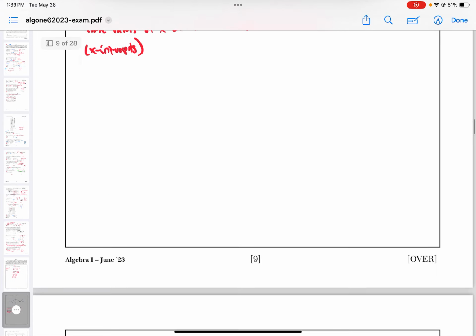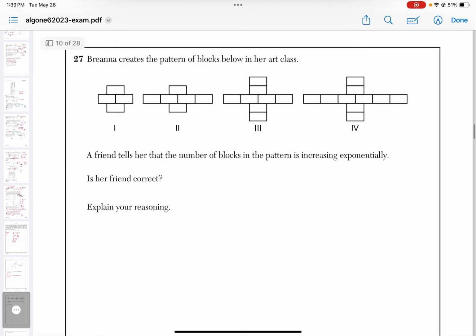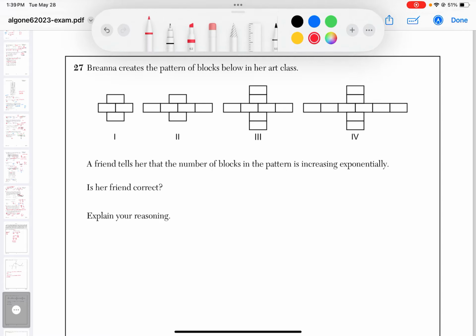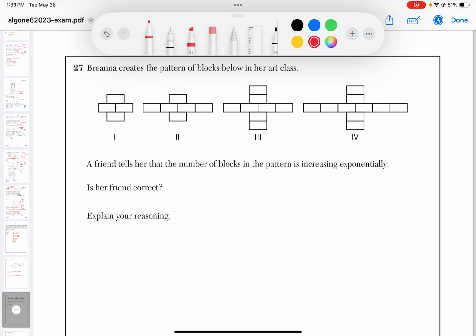Okay, moving on. 27, Brianna creates the pattern of blocks below in our class. So we got first drawing has 4 blocks. Second drawing has 6 blocks, the third drawing has 8 blocks, and the fourth drawing has 10 blocks. A friend tells her that the number of blocks in the pattern is increasing exponentially. Is her friend correct? So if we're looking at exponential growth, then we're looking at a non-constant rate of change.